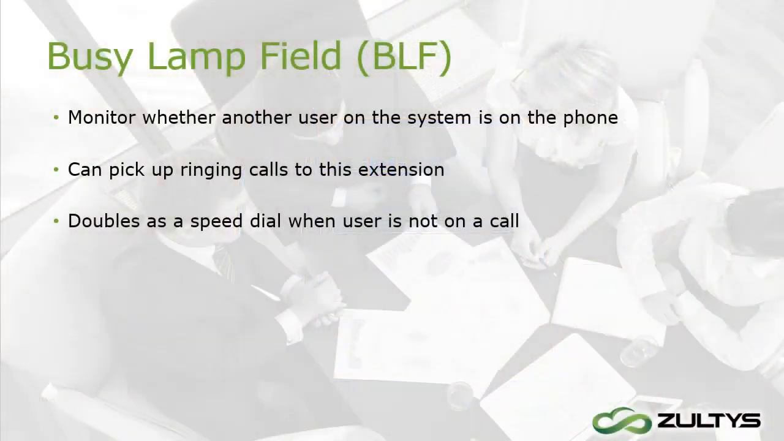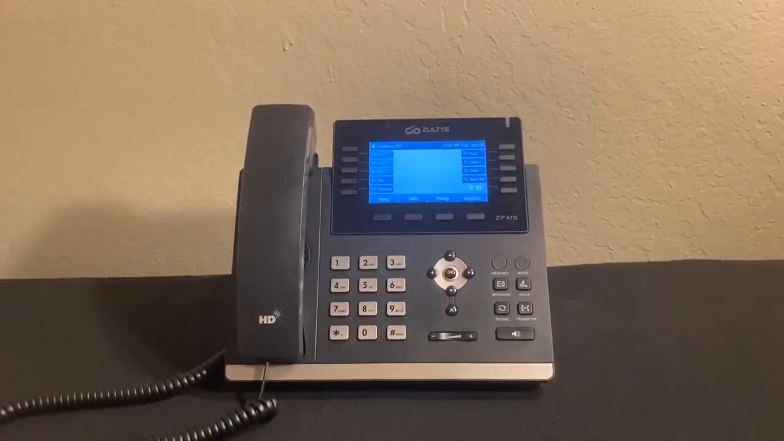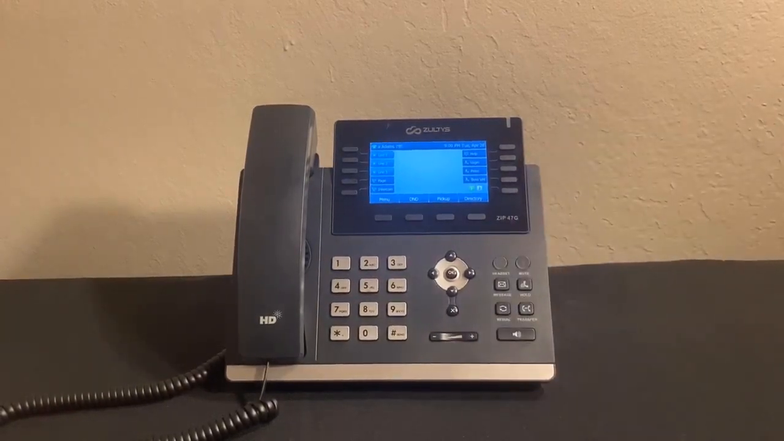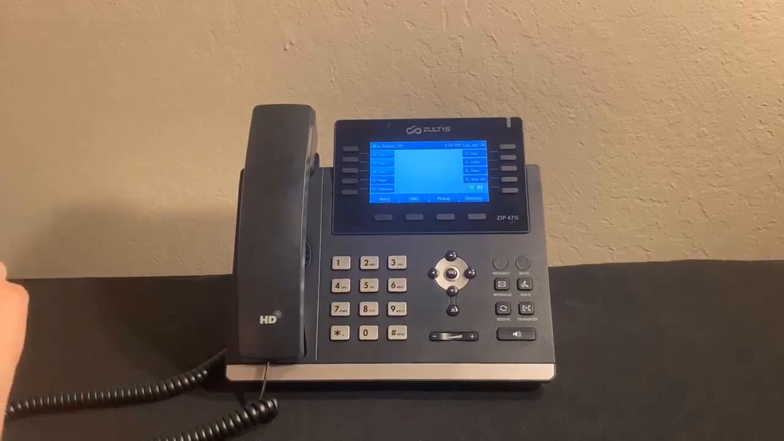You can also turn a key on your phone into a busy lamp field or BLF, which is fancy speak for a button to monitor your coworkers. For example, if I have this button configured as BLF for my boss's extension, whenever Peter, my boss, is on the phone, the line will light up. That way, I can easily tell if my boss is busy with a call from a quick glance at my phone. When Peter is on the phone, the line will be solid red. If Peter is getting an incoming call but hasn't picked it up yet, the light will flash.